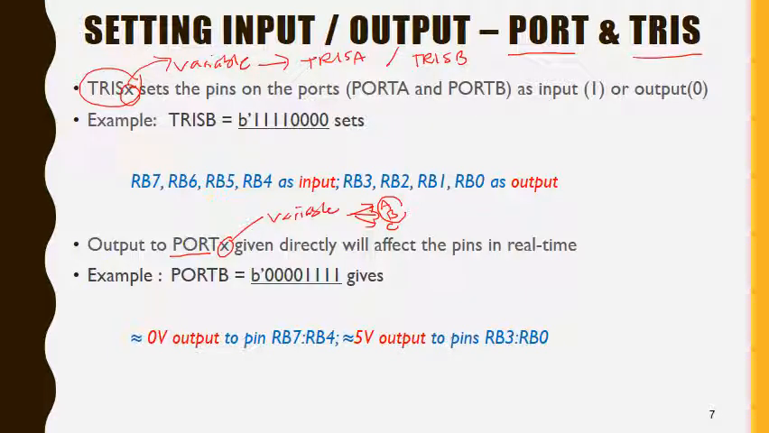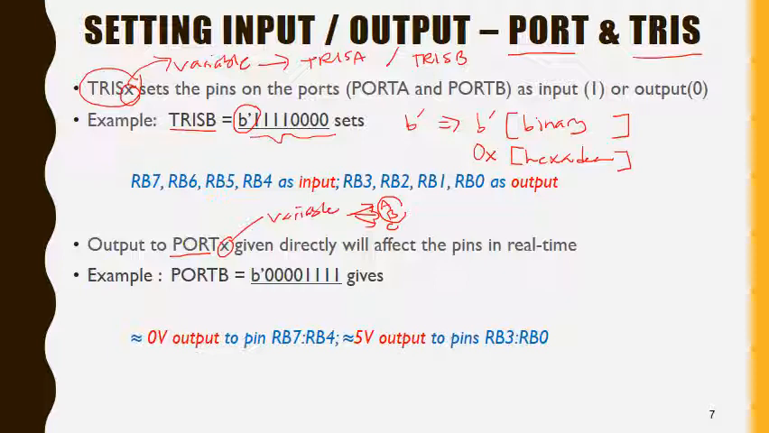As we can recall, in this example, our TRISB data is given in this form: B apostrophe, then 1111 0000. So what does this B apostrophe mean? In programming later on, when we write this kind of notation in front of the data, it means that the data following the B apostrophe is in binary format. In some cases, maybe we want to write the data in its hexadecimal form, so we need to have 0x in front of the data to indicate that the following data is in hexadecimal value. So this is what B apostrophe means.